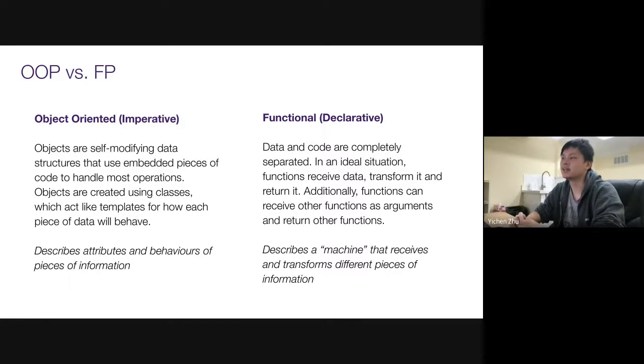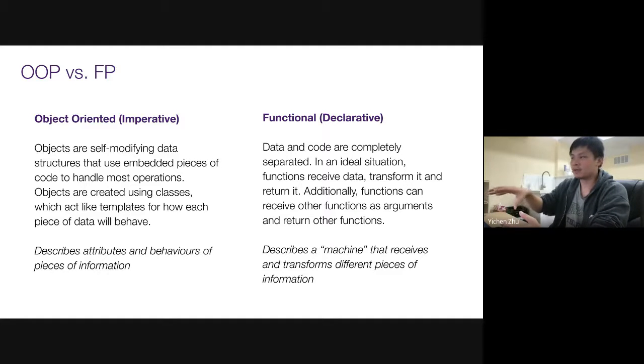So yeah, there we go. So here's, I probably should have shown this slide earlier, but to look at the more characteristics of each, object-oriented programming deals more with objects, which are self-modifying data structures that use embedded pieces of code to handle most operations. Objects are created using classes, which act like templates, right, for how each piece of data will behave. There's a way to describe those instances created from classes with attributes and behaviors, right?